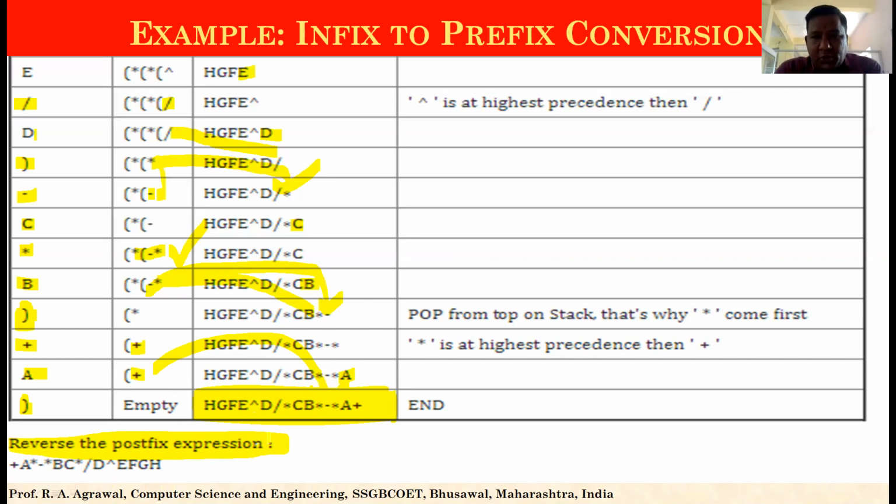Previously also I have told that the opening bracket and closing bracket will never be a part of either the postfix expression or the prefix expression. So the answer obtained after converting the infix expression to prefix form is plus A star minus star B C star slash D exponential E F G H. So this is your required answer.